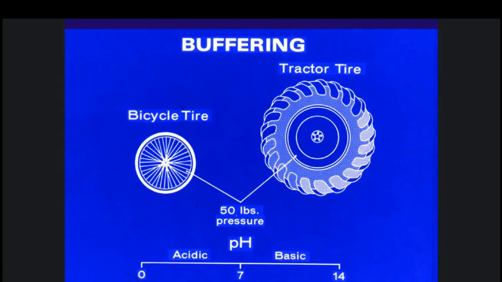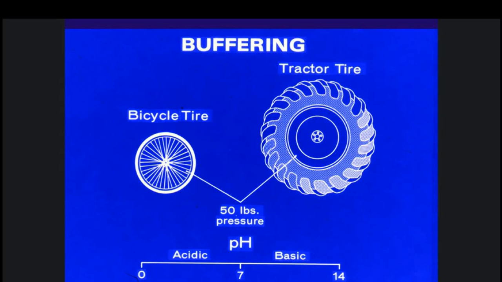Now, let's say I go over here to the left and I put my finger on the valve stem and I let 10 seconds of air out of that bike tire. What's going to happen to the pressure? It's going to drop like a rock. Probably going to go from 50 to 30. Now I go over to the tractor tire, it's got the same size valve stem on it. I put my finger on there and I let 10 seconds of air out. What's going to happen to the pressure of that tire? Maybe going to go from 50 to 49 and a half. Why does it not change? Because it's buffered. It's very resistant to change because of that huge volume of air in it.